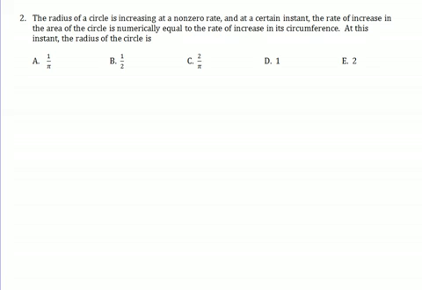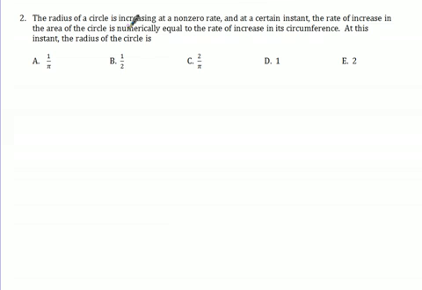All right, question number 2. The radius of a circle is increasing at a non-zero rate, and at a certain instant, the rate of increase in the area of the circle is numerically equal to the rate of increase in its circumference. At this instant, the radius of the circle is what? Now, when you first read this question, I know it sounds very confusing. So let's just go back in here and see what we know.